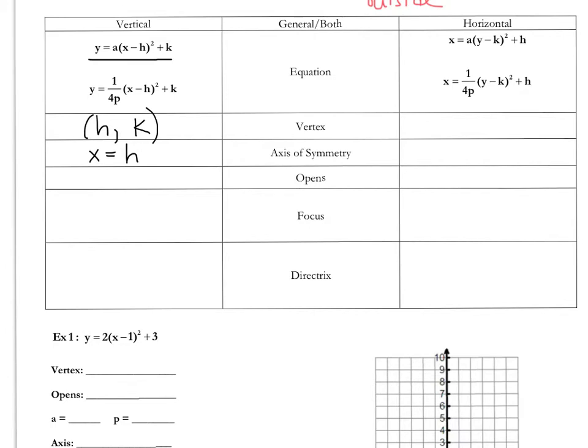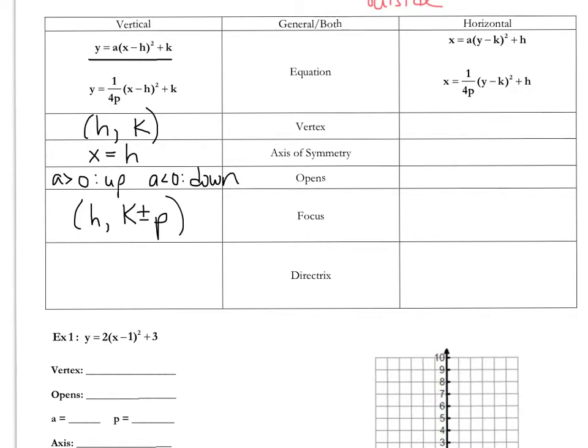And then depending on which way it opens, if the a value is greater than 0, which means positive, that means it opens up. And if the a value is less than 0 or negative, that means it opens down. So that's all review. And then as far as the focus and the directrix go, just go ahead and get this copied down. But once we start looking at a graph, it'll be a little bit easier to understand. The focus is a point, remember, so we're going to write it as an ordered pair. It's h, comma, whatever the k value is, plus or minus p.